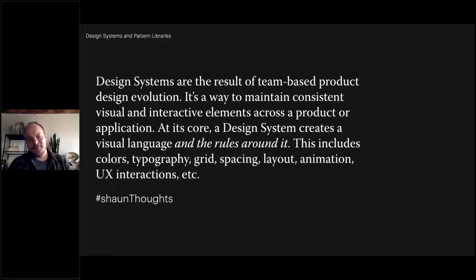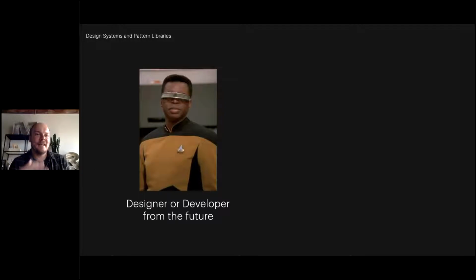And why do they exist? Why are they a thing? They're really for designers or developers in the future. So somebody coming onto a project, once a design system is built, can easily reference those rules, reference the things that have been done before them to help make new components for the site or the product that look like they're part of the product.